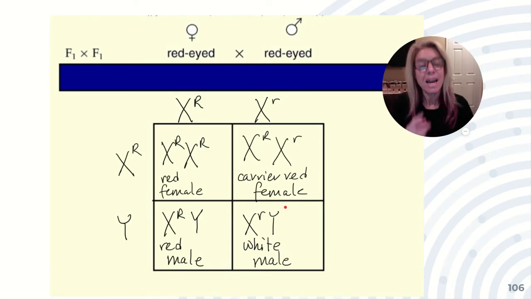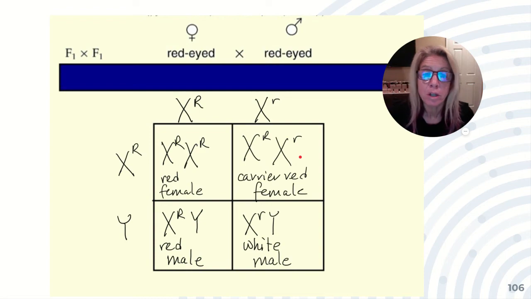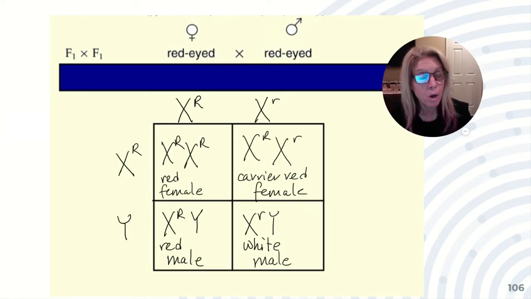So think about this. How would you get a white-eyed female? I'm riddling, probably going to ask you this in the Edpuzzle in just a second. How would you get a white-eyed female? She would have to be X little r, X little r. What does that tell you about her parents? Would the mother have to be white-eyed, or could she be red-eyed? Would the father have to be white-eyed?